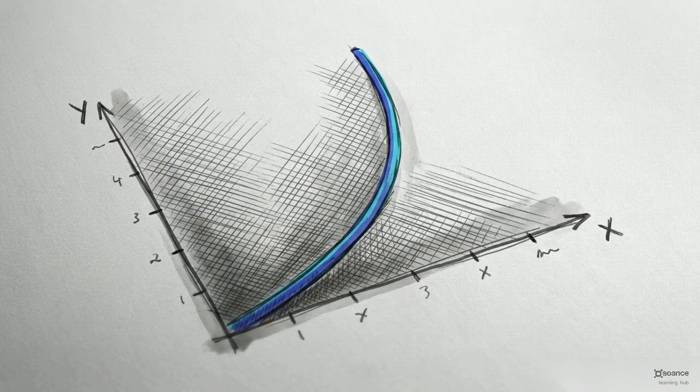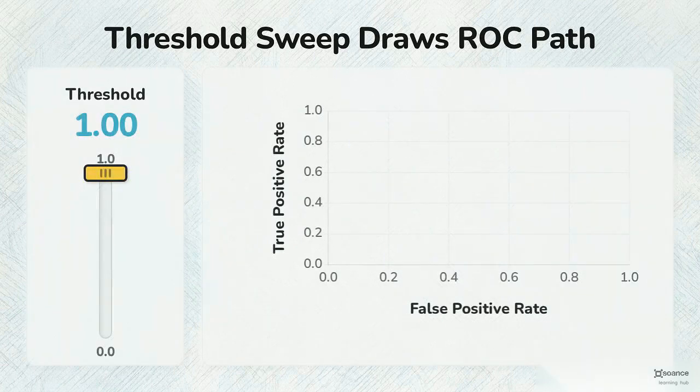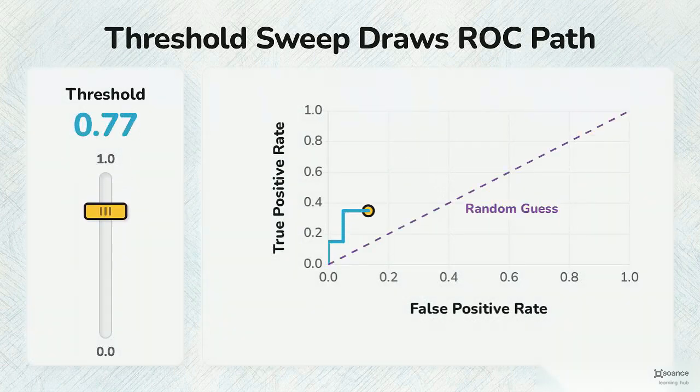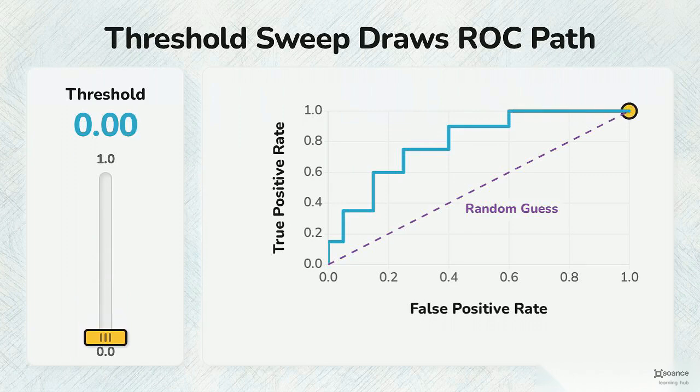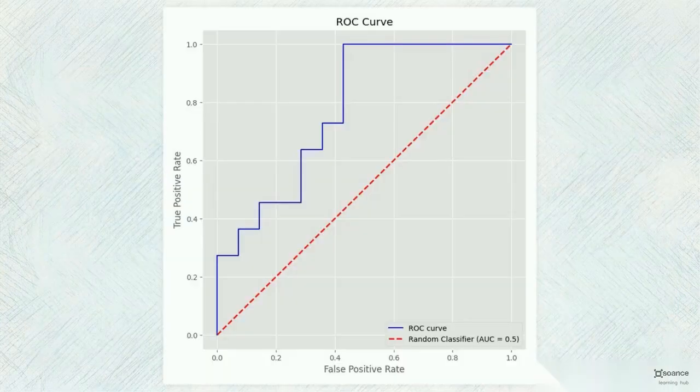The receiver operating characteristic, or ROC curve, visualizes performance across all thresholds simultaneously. We define an ROC curve class that iterates through threshold values, starting at 1.0 and stepping down to 0.0. At each stop, it recalculates true and false positive rates, plotting coordinates to draw a continuous path. This plot displays our final custom ROC curve in blue. The higher it arcs above the red dashed line, which represents a purely random guess, the better the model is at separating the two classes.